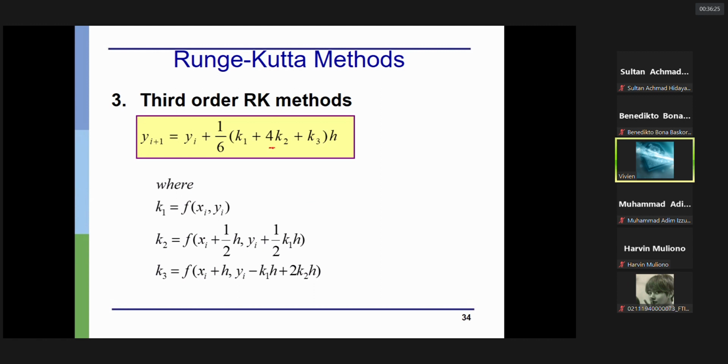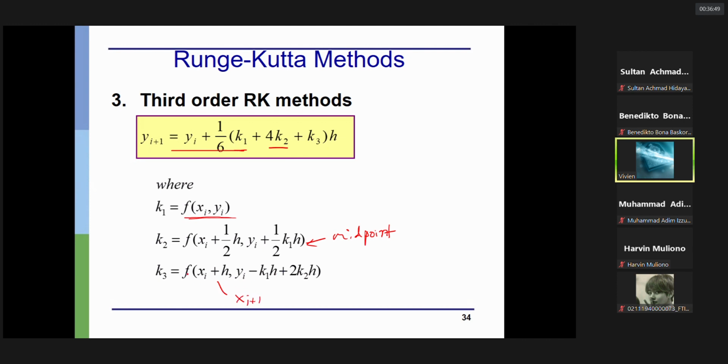So if we look at here, what is k1? K1 here is the slope which is calculated at point xi, yi. And what is the value of k2? K2 here is the slope at the midpoint, at xi plus half. And k3 here is the slope which is calculated at xi plus 1.